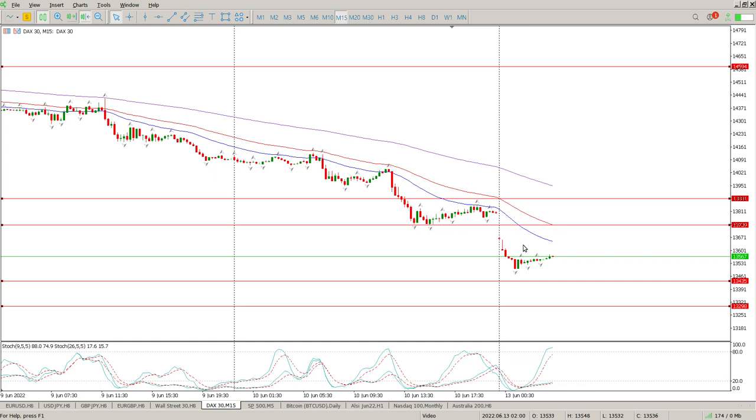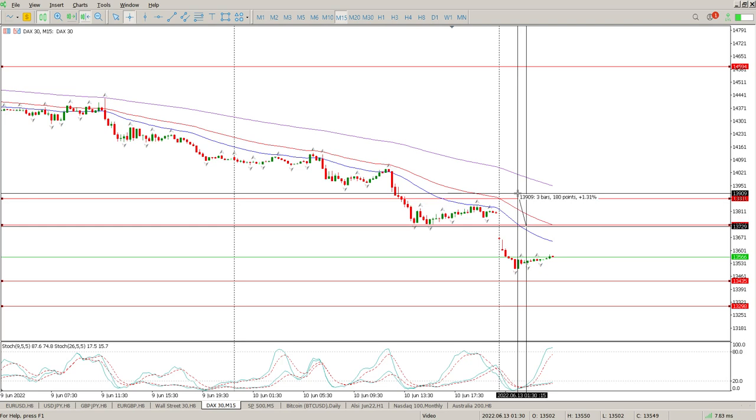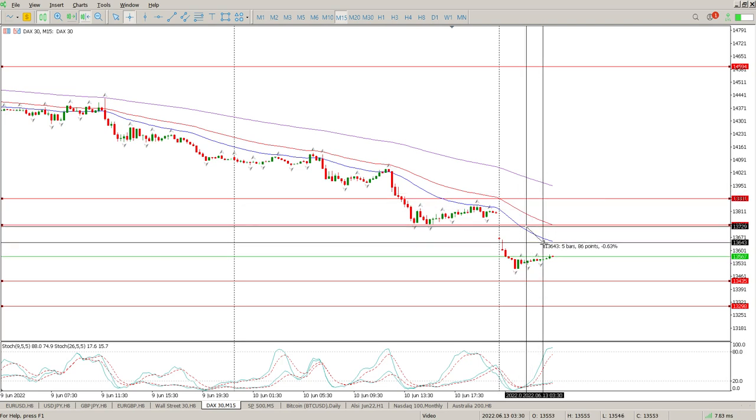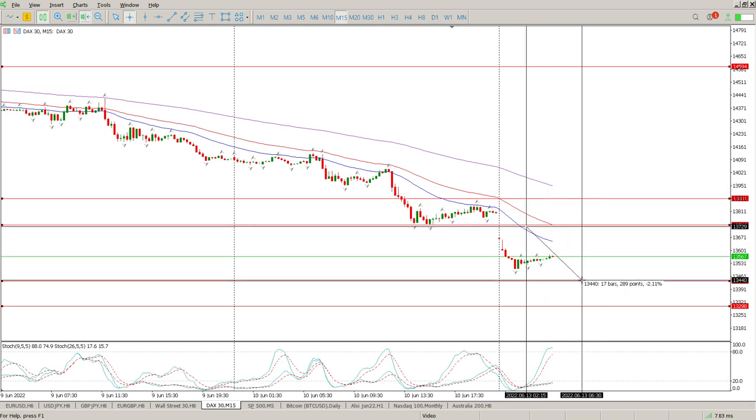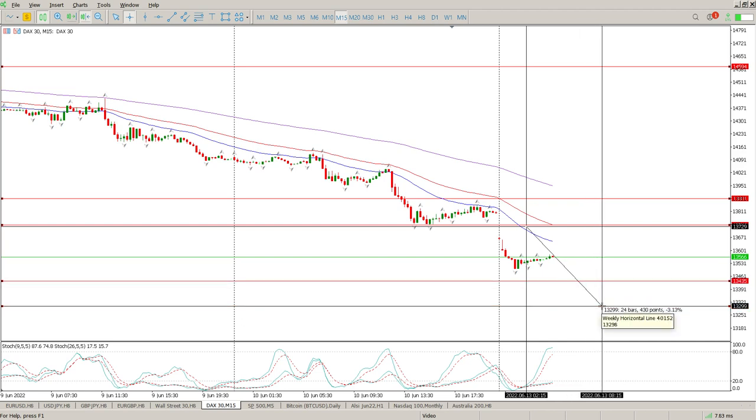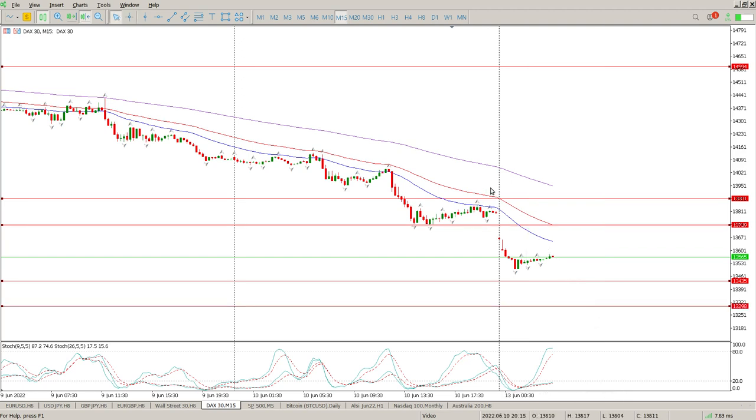Basically, any move back up to test this breakout here, specifically this one at 13,739: if you look at this, you've got a 180 point stop loss, and then I'm pretty sure you're going to be targeting 13,440 at 289 points. So that's better than a one-to-one trade. But then if you start targeting 13,300, you've got a 2-to-1 trade. So that's the setup that I can see at the moment on the DAX.